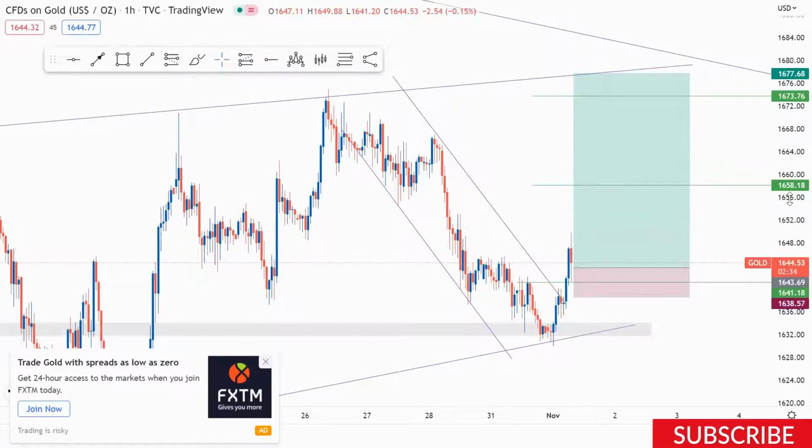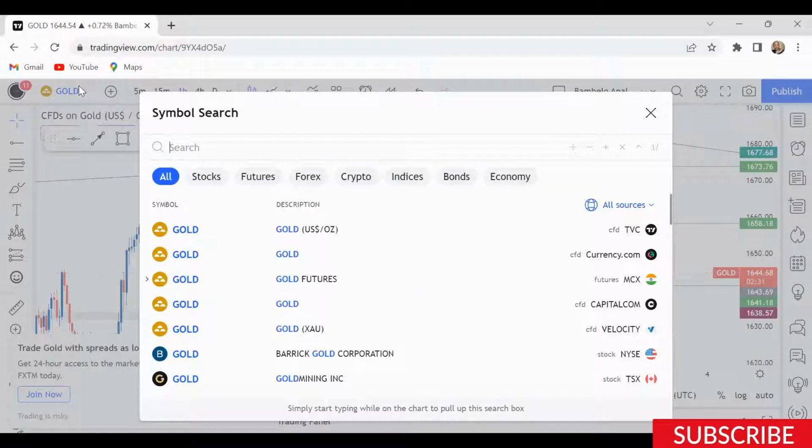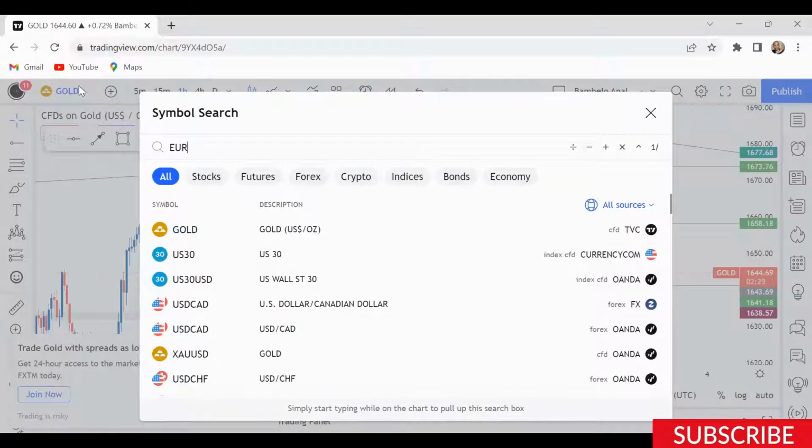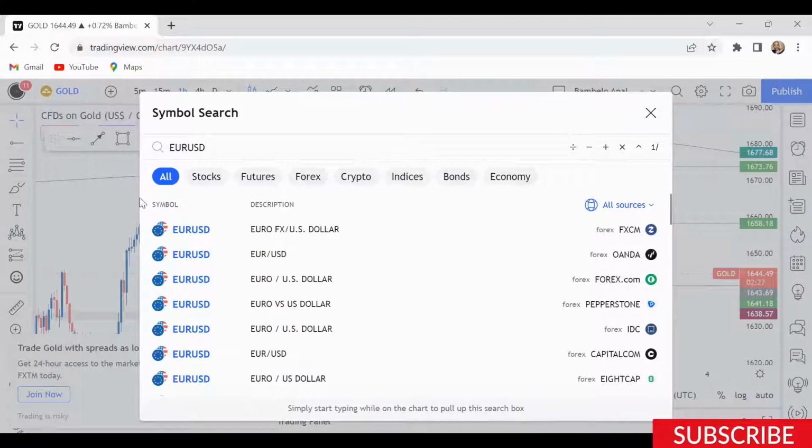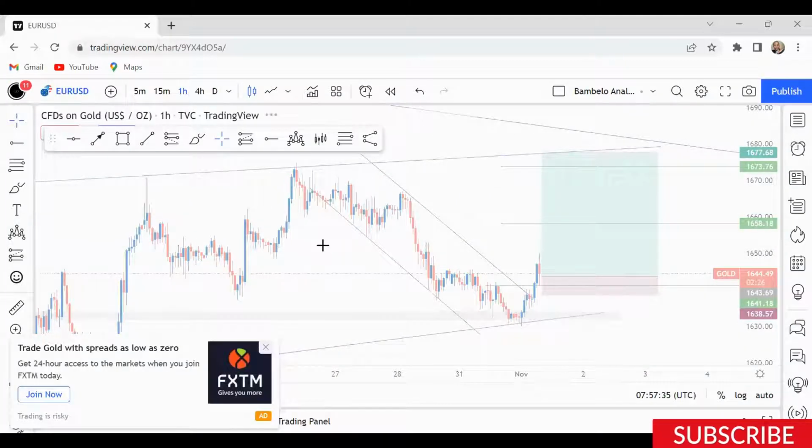So let's move forward now, guys. So let's check Euro USD.